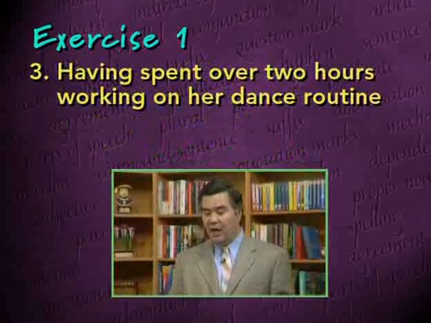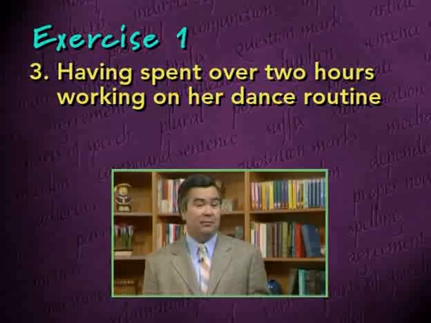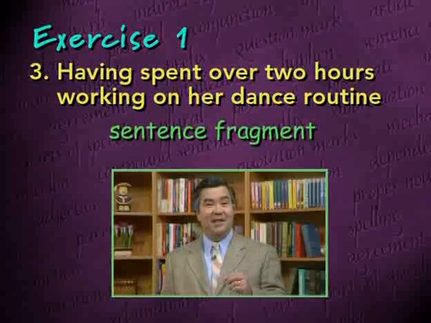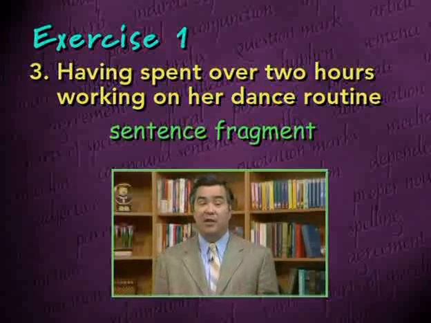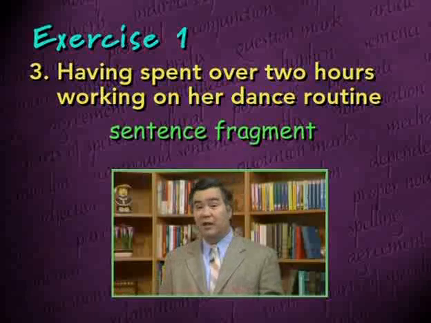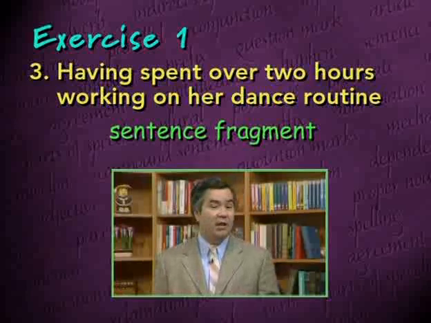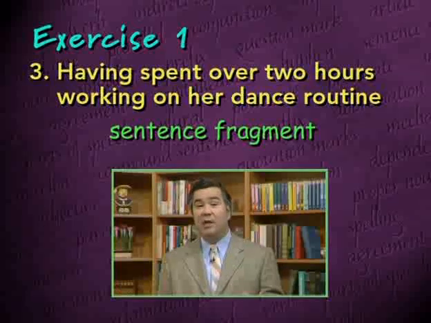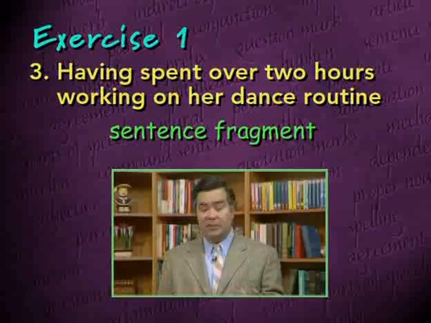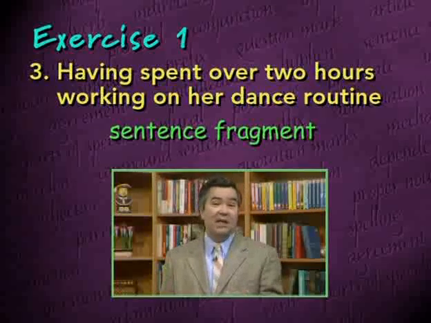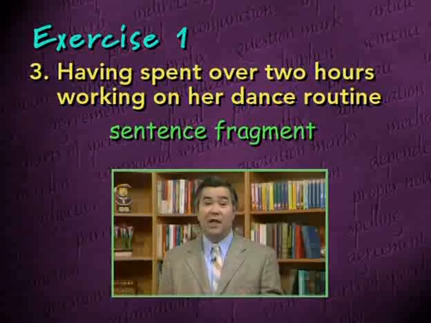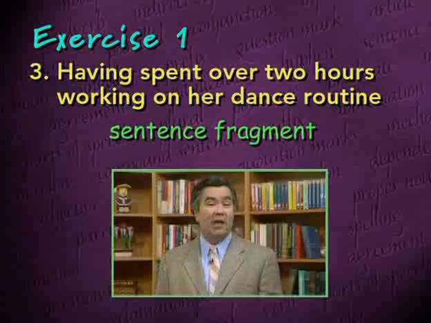Having spent over 2 hours working on her dance routine. Could you tell that this is the sentence fragment? This is a sentence fragment because it doesn't express a complete thought. There are a lot of words here, and we can see that someone spent over 2 hours working on her dance routine, but we can't really tell what's going on because it doesn't say who spent 2 hours on her dance routine. Therefore, the person who is doing the action is missing from this sentence, and what results is not a complete thought. We don't really understand what the person who wrote this sentence is trying to convey.